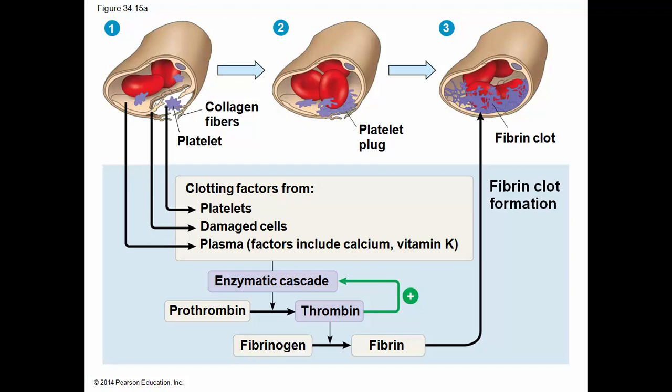Fibrin clot formation. Clotting factors released from the clumped platelets or damaged cells mix with clotting factors in the plasma, forming an enzymatic cascade that converts a plasma protein called prothrombin to its active form, thrombin. Thrombin itself is an enzyme that catalyzes the final step of the clotting process, the conversion of the fibrinogen to fibrin. These threads of fibrin become interwoven into a clot.